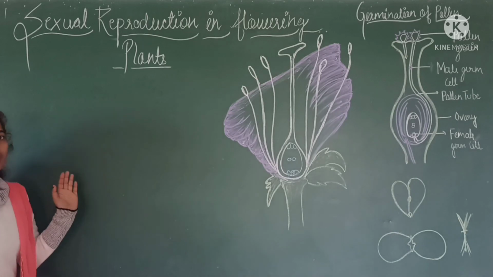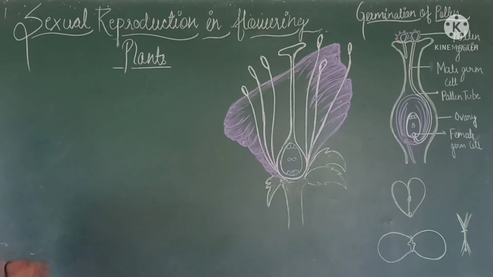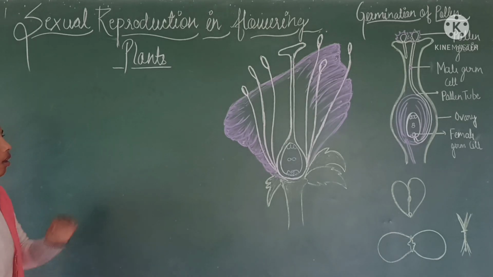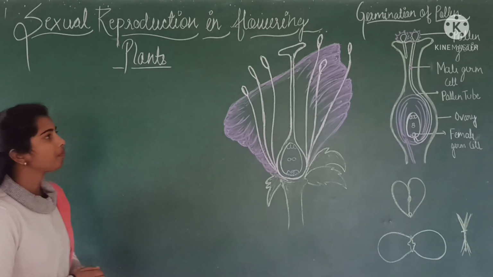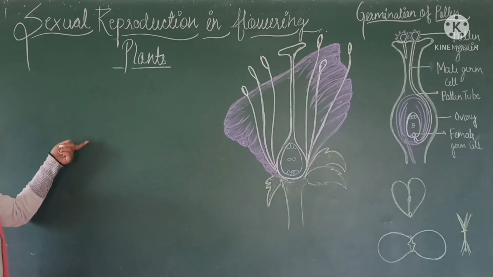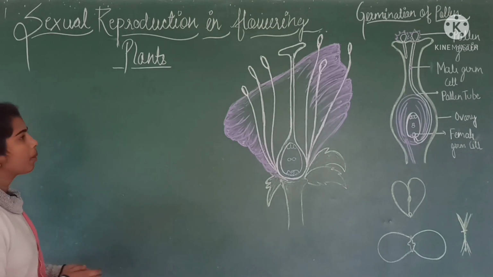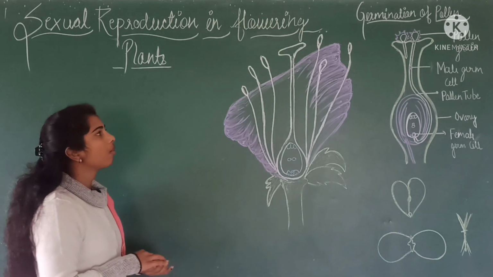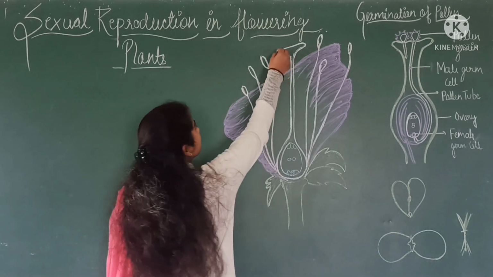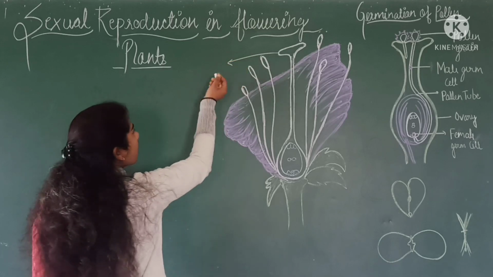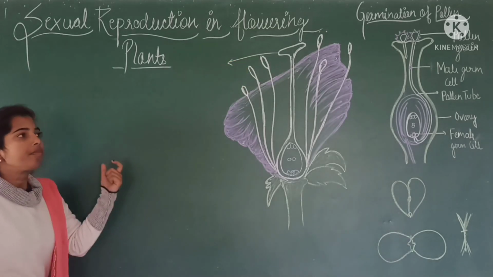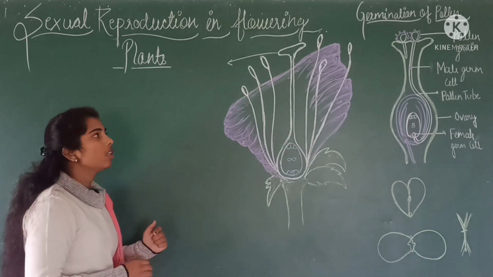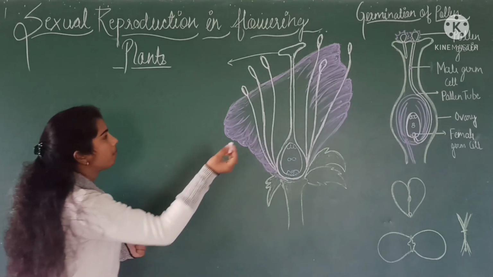First, we all know in sexual mode of reproduction there is involvement of two gametes, male and female. In flowering plants, the angiospermic plants have reproductive organs, carpel and pistil are the female part and stamen are the male part.